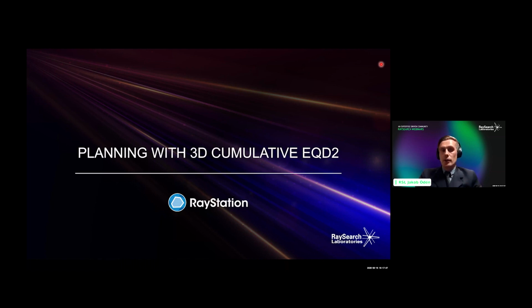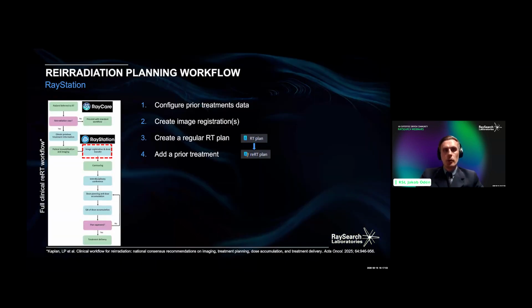So now we'll talk about the planning of 3D cumulative EQD2 in RayStation, based on these concepts that Rasmus just told us about. So we'll focus on the reirradiation workflow in the treatment planning system in RayStation in this case. But of course, as Rasmus mentioned, there is a lot of things going on already in the oncology information system, preferably RayCare in our case, to retrieve information and to handle this. But I will focus, as I said, on the treatment planning workflow here.